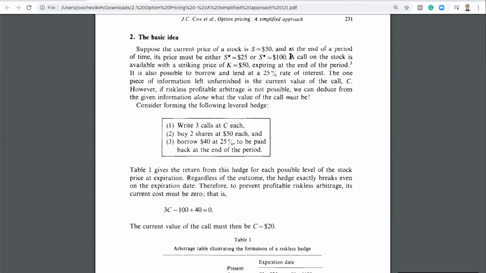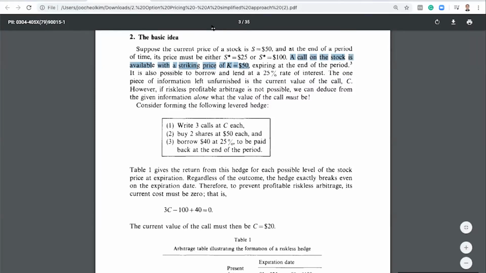And then a call on the stock is available with a strike price of 50. So let's suppose that we have a call option, and that call option has a strike price of K, and the K is 50. So before I move on, just think about the payoff of this call option.